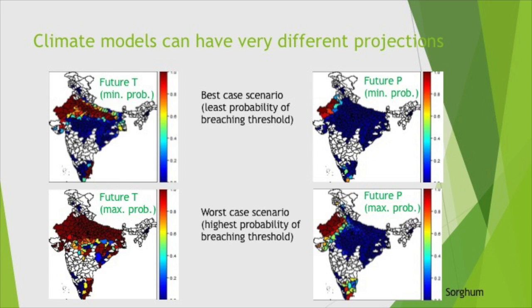And that's one of the climate models. But then there's also a relatively much more pessimistic climate model, which shows that there are many more areas where these thresholds are going to be breached. So we need to be aware of these differences.